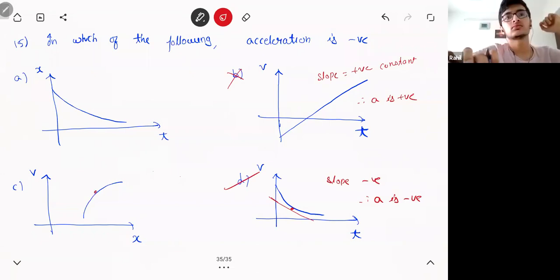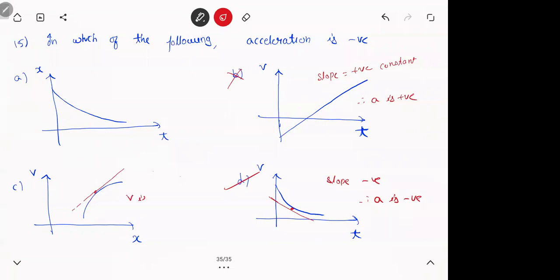Look at this option. Here, V is positive because it is in the first quadrant. Slope is also positive because it's an acute angle. What is acceleration? V dv by dx. Since both are positive, acceleration is also positive. Agreed? So this is also gone. Is it fine, everyone? Out of all, A is the very tricky one. Look at A. I'll show you on the second page.